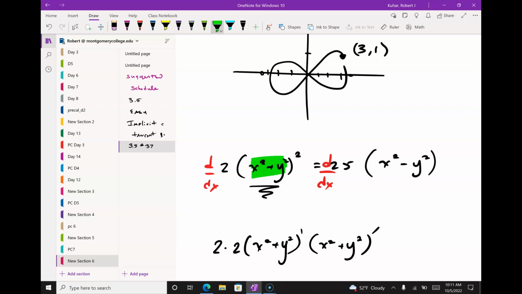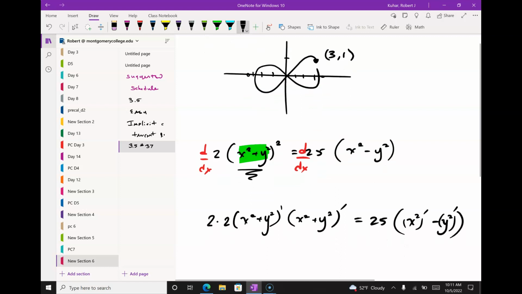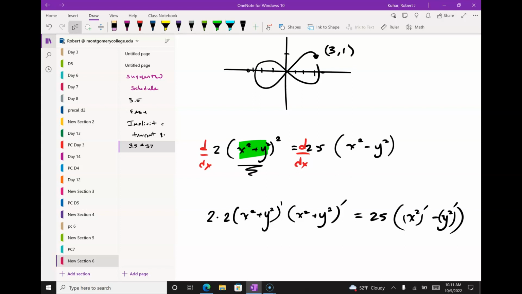On the other side, I just need 25 times x squared prime minus y squared prime. I just need the derivative of x squared and y squared there. You agree? I probably could have gone right to the derivative there instead of doing that. In fact, let me do that. What's the derivative of x squared? Yeah, 2x, times 1, times the derivative of the inside.